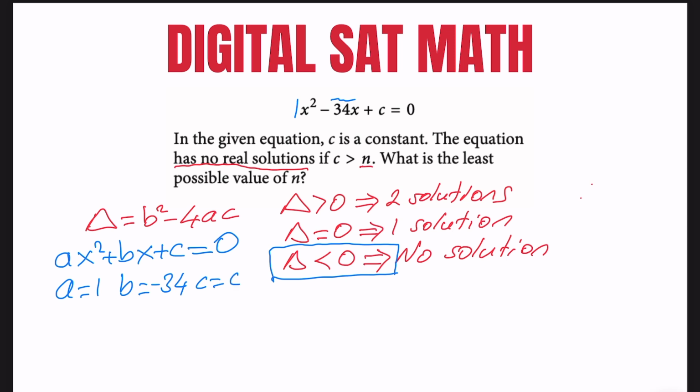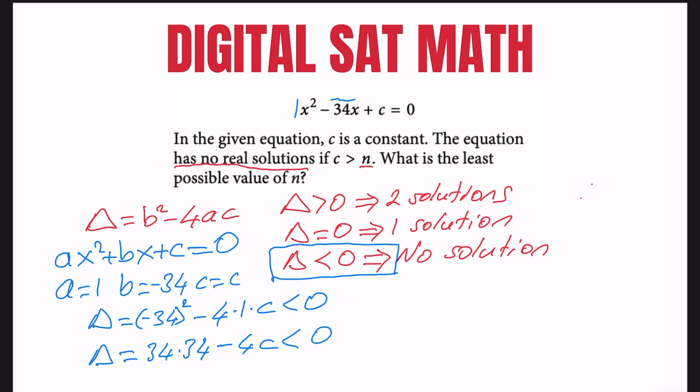So let's put in our formula. Delta is equal to b squared minus 4ac, so negative 34 in parentheses squared minus 4 times a, which is 1, times c. This will be less than 0. Rather than doing calculations, even though you're allowed to use your calculator during the exam, I will show you shortcuts. Negative 34 squared is positive 34 times 34 minus 4c, which is less than 0.